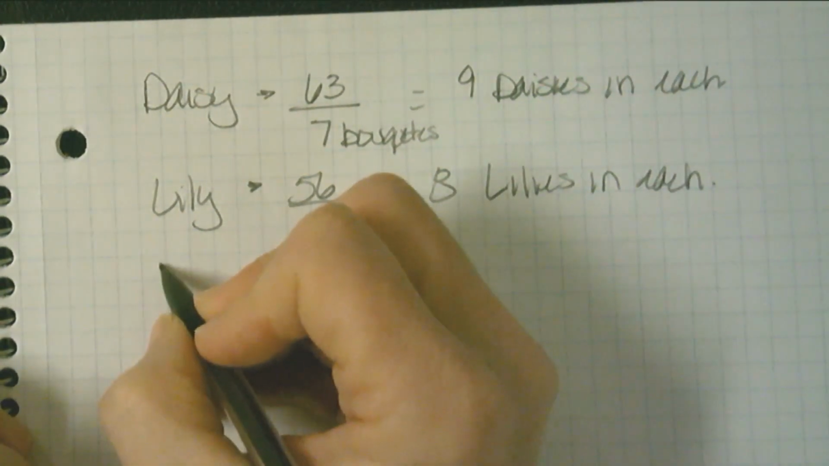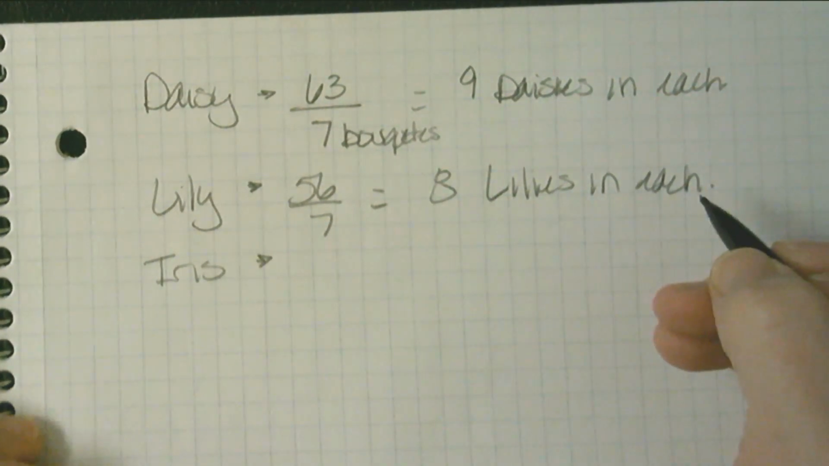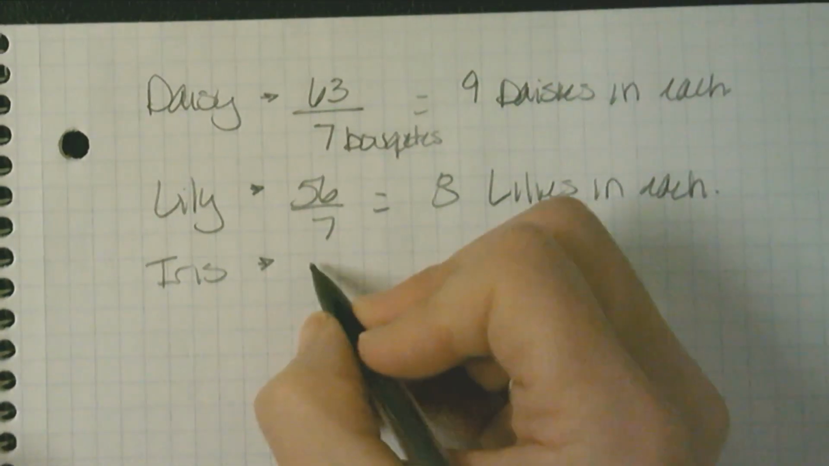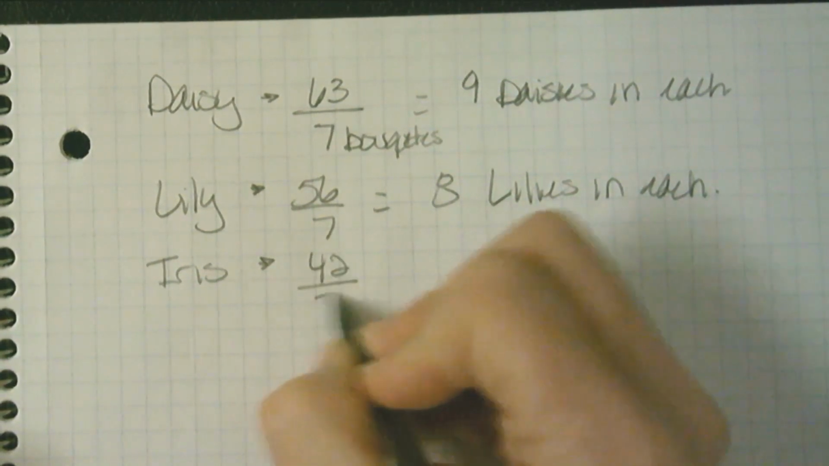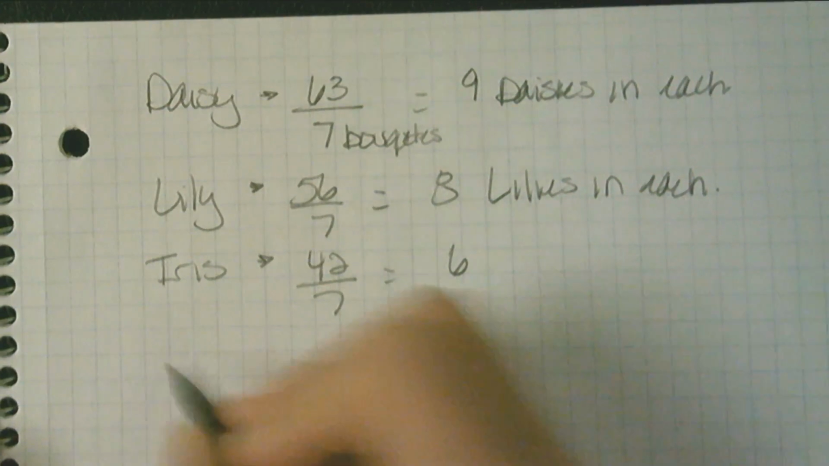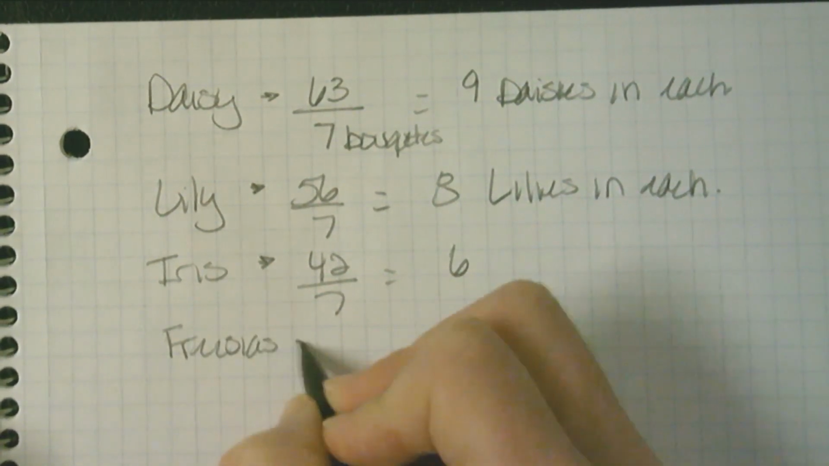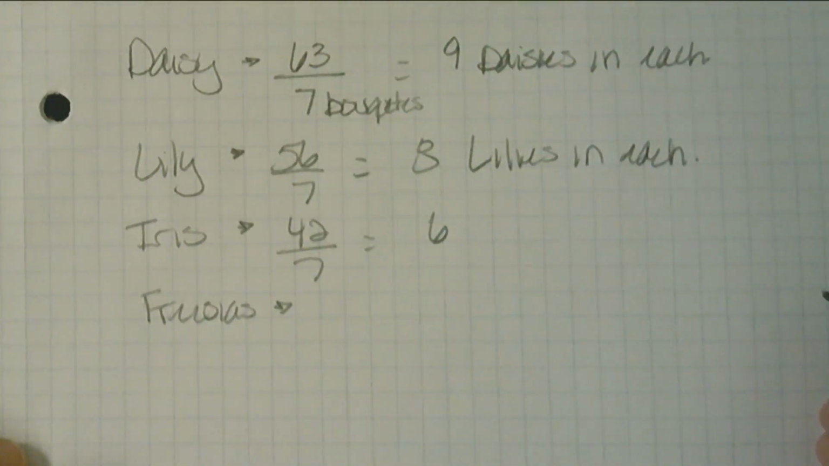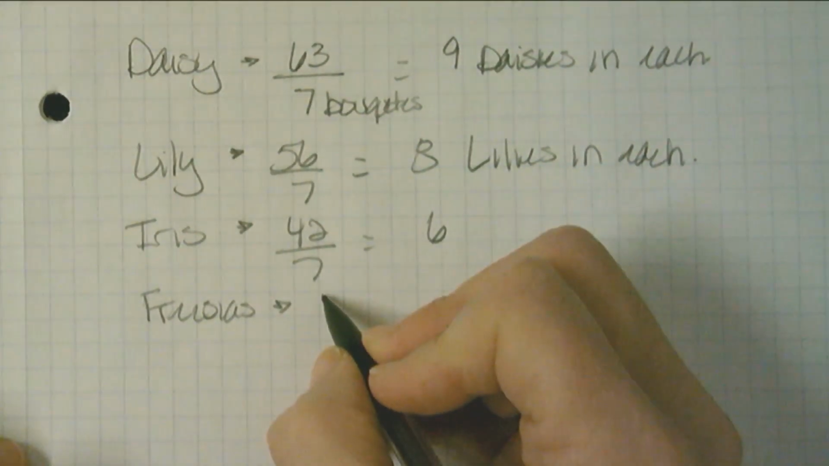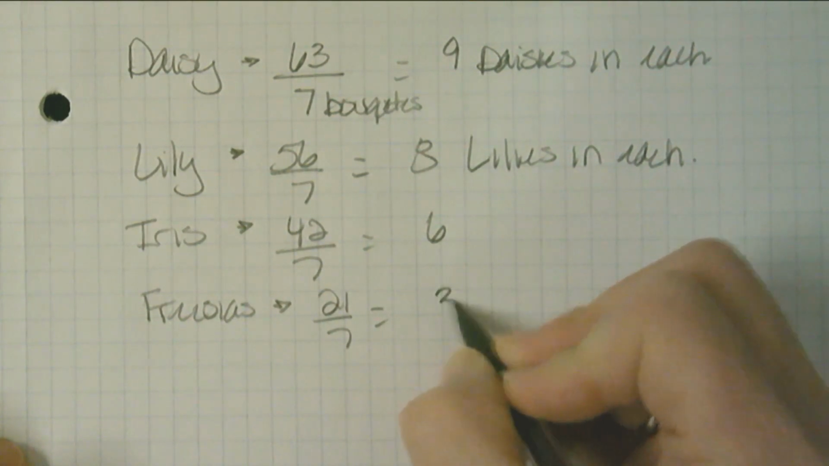All right, how about our irises? Christian? So 42 divided by 7, so how many? 6, excellent. And then our freesias. How many total freesias do we have? Mateo? 21. So how many freesias in each? 3.